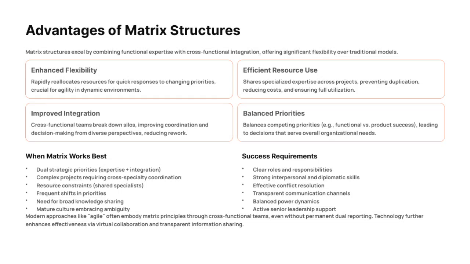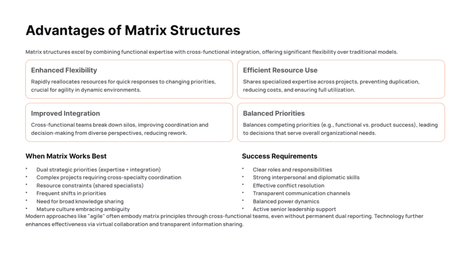Let's talk about how modern approaches like Agile often embody matrix principles, even when there aren't permanent dual reporting lines. For example, they rely heavily on cross-functional teams which bring together diverse expertise to drive projects forward efficiently. Technology plays a key role here, enhancing this effectiveness through virtual collaboration tools and transparent information sharing, making it easier for teams to stay aligned no matter where they are.